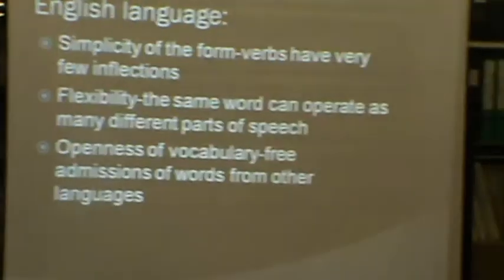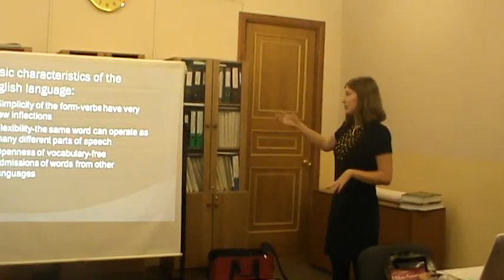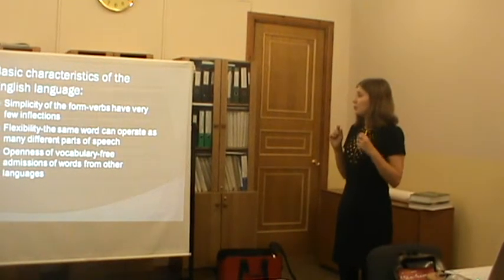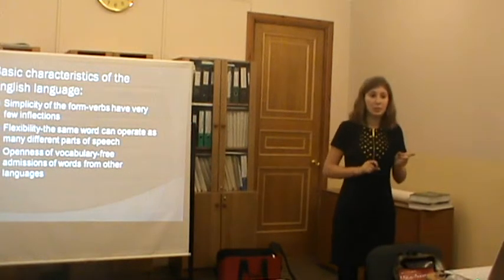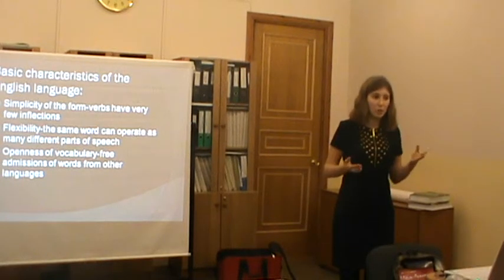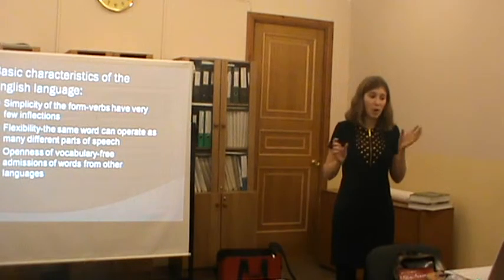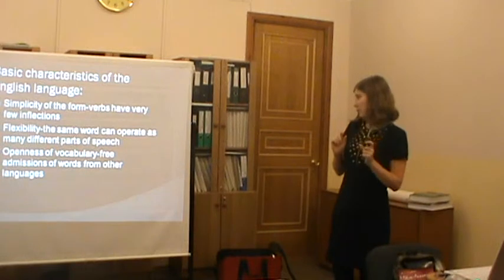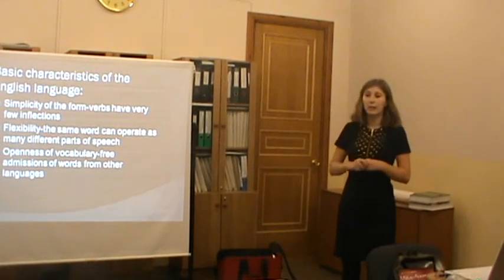So why did English become so popular? Because it's really easy. Here are some basic characteristics. For example, the simplicity of form: verbs have very few inflections. We can say big table, big chair, but in Russian you have to say большой стол, большая комната. So you always change the adjective.